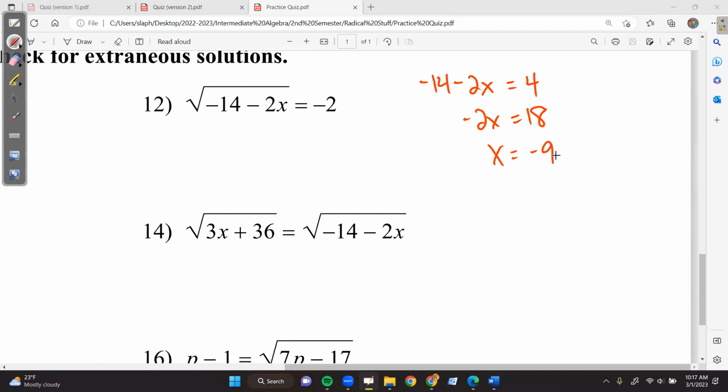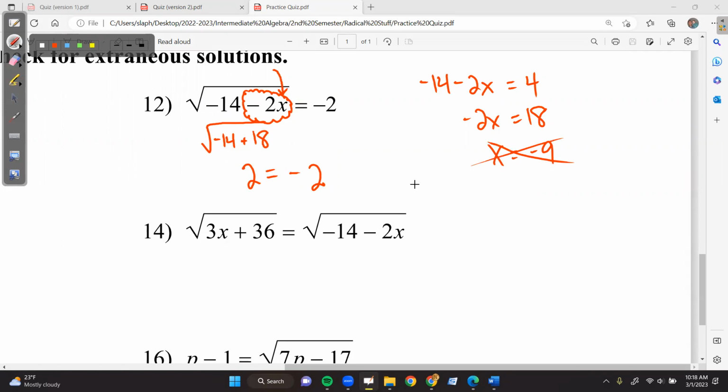So if I put negative 9 back in place of where this little red arrow is pointing, I would caution you that this gets people, and I don't want it to get you. I'd like you all to get 100% all the time on everything. So what is negative 2 times negative 9? Positive 18. So what happens inside the root now is actually the square root of negative 14 plus 18. It actually became a plus. And what's negative 14 plus 18? 4. And what is the square root of 4? 2. And does 2 equal negative 2? No. Therefore, x equals negative 9 doesn't work.